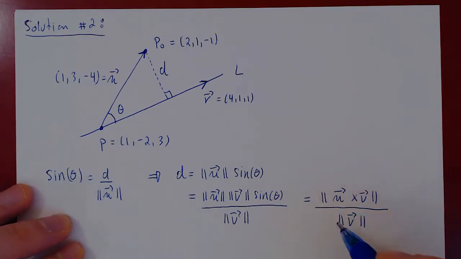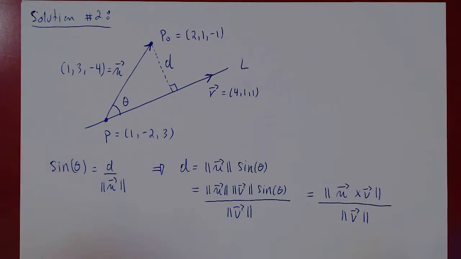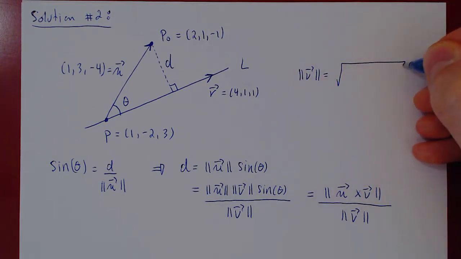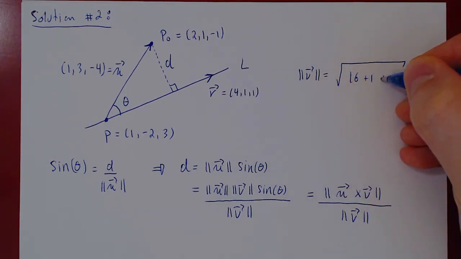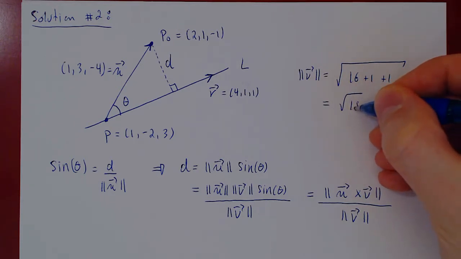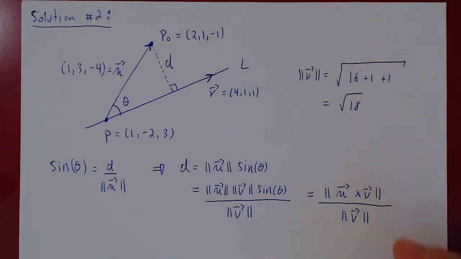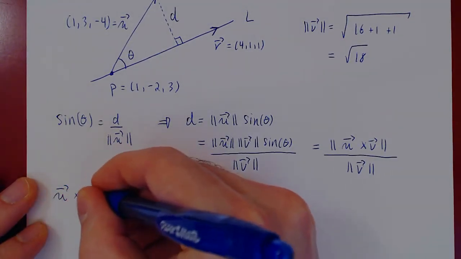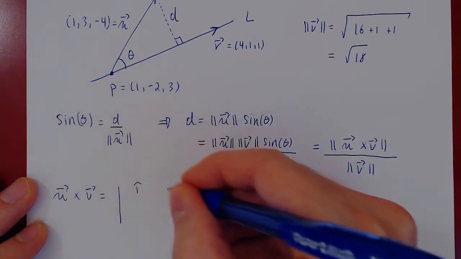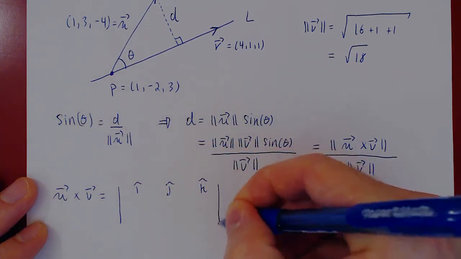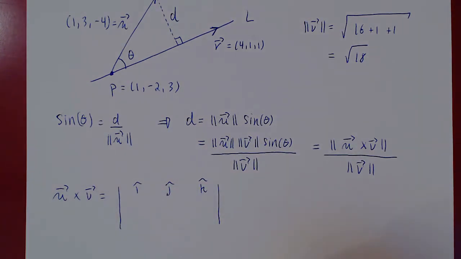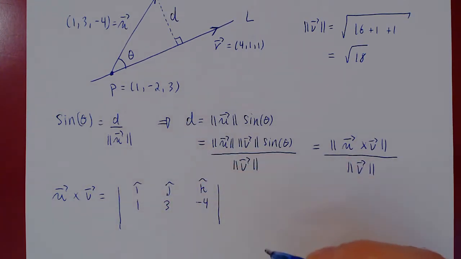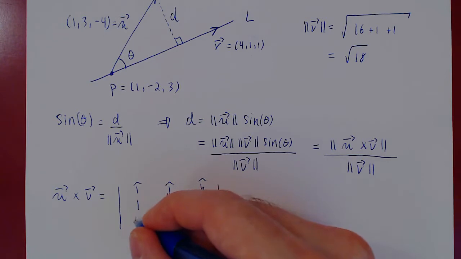Let's see. Norm of v, let's find this first. This is rather easy, right? The norm of v is the square root of the sum of the entries squared. So 4 squared is 16, plus 1 plus 1. That's just the root of 18. Done. Let's cross u and v and see what we get. So u crossed with v is the determinant, i, j, k. Second row is u, third row is v, so the second row is 1, 3, negative 4. Third row is v, 4, 1, 1.